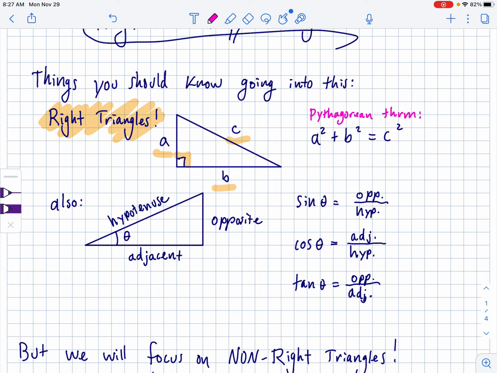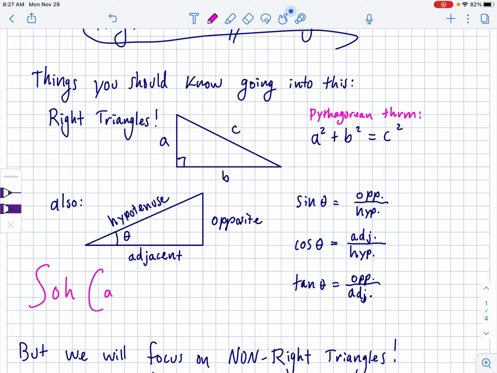So I'm not going to do any examples with the Pythagorean theorem. I'm assuming that you guys have done that one a lot. It really doesn't come up a ton in this unit, but it is something that they said kids should know already. The other thing that might come in handy during parts of this lesson is good old SOHCAHTOA.